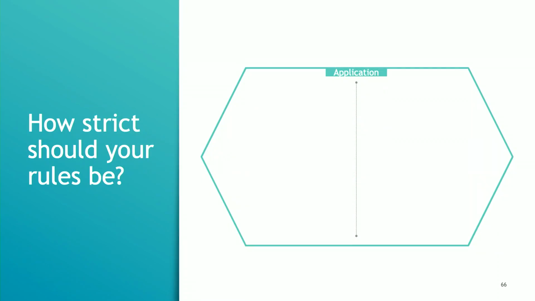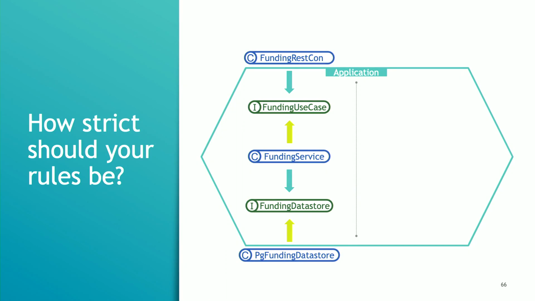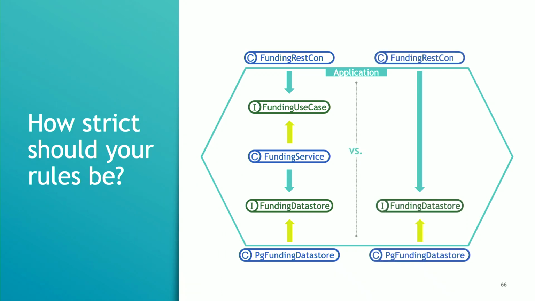Another thought is about how strict your rules should be. On the left side of this hexagon, we have a typical request flow from REST controller to the data store. And on the other side, we have a really direct flow, just the REST controller using an interface of a data store directly. Because if you tend to have really strict architecture rules, then you might end up with something called lasagna architecture, where you're just implementing objects and layers and services to satisfy your architecture rules.